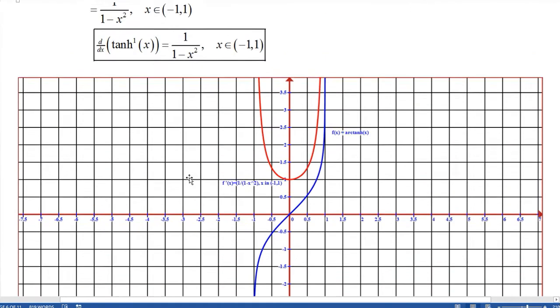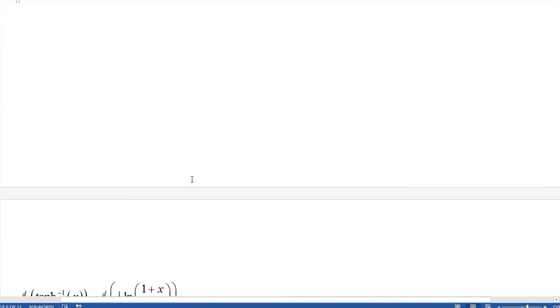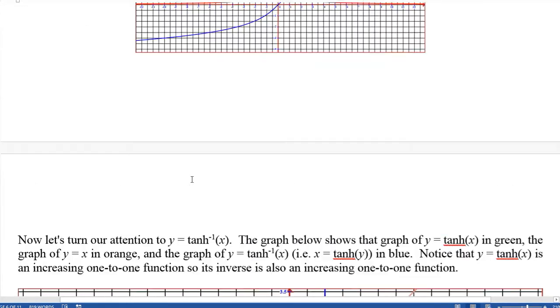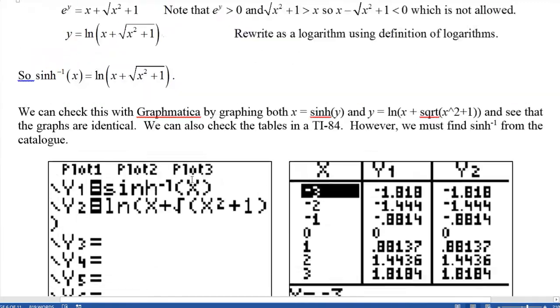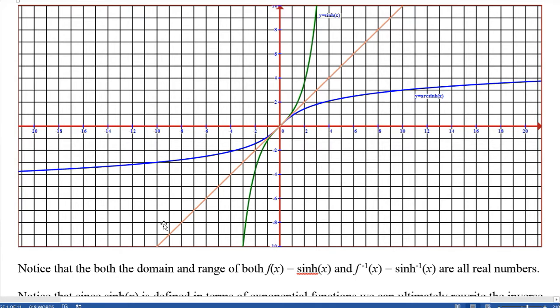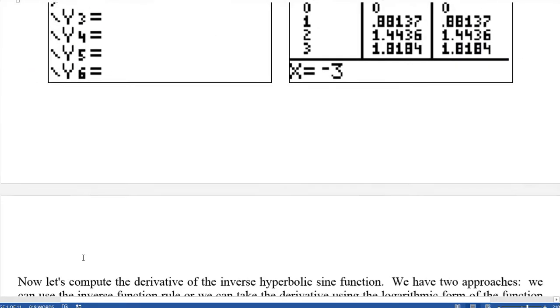Now, notice that these were actually one-to-one functions to begin with. So the inverse, let's go back, say, to the original one here. So sinh of x is a one-to-one function, so arcsinh of x is also a one-to-one function.